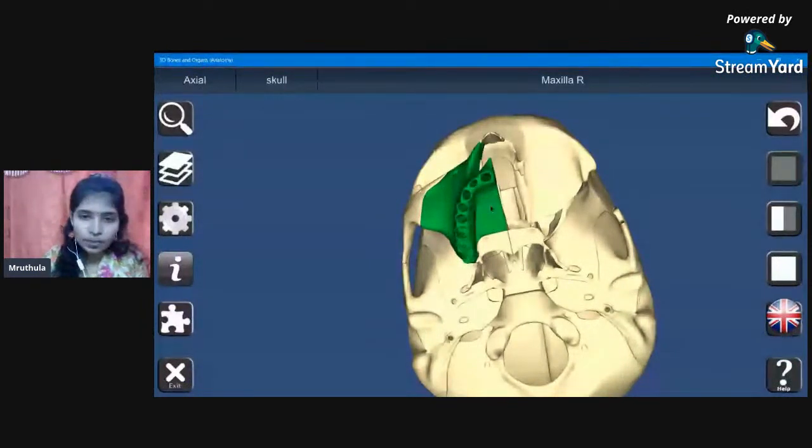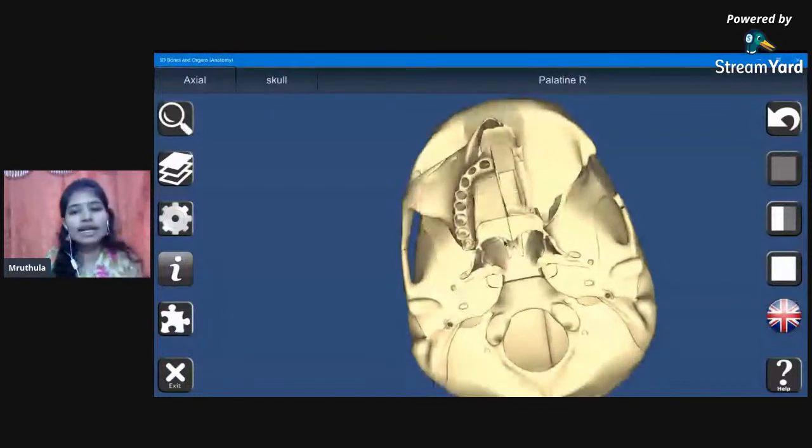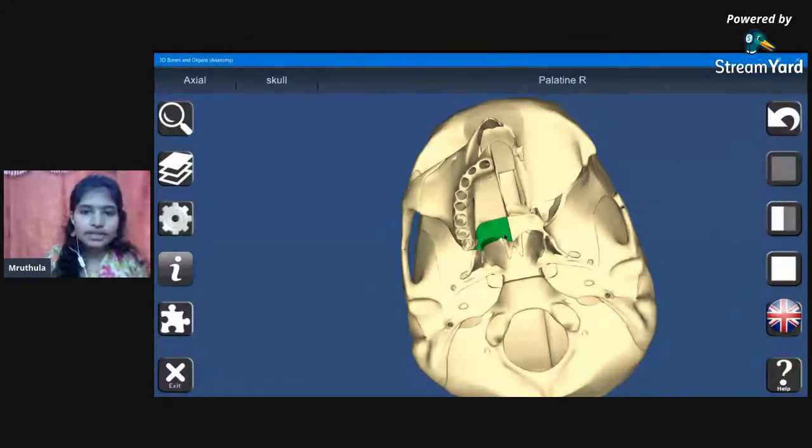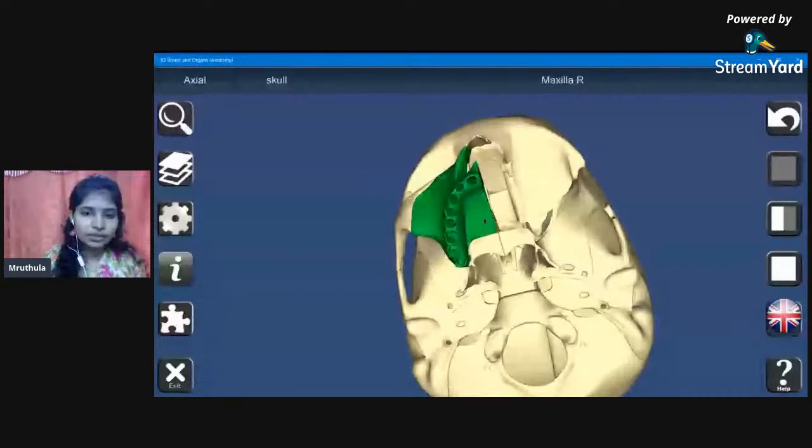And here we have the palatine bone. Okay, I said there are two parts of palatine bone, the horizontal plate and the vertical plate. Here the horizontal plate of palatine bone forms the hard palate, the posterior 1/3, anterior 2/3, posterior 1/3.